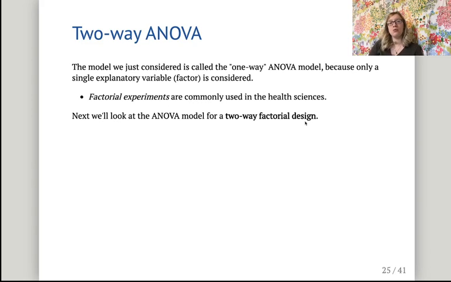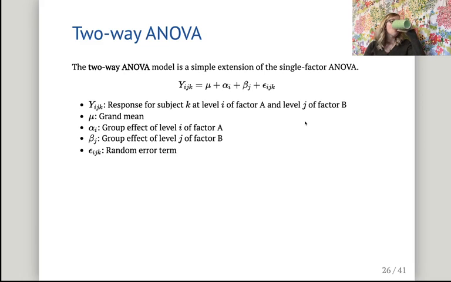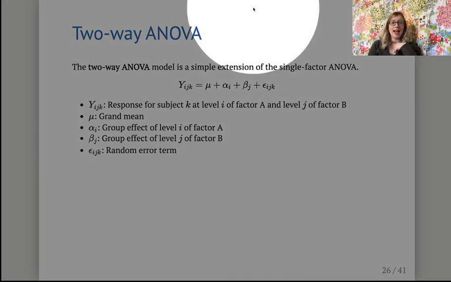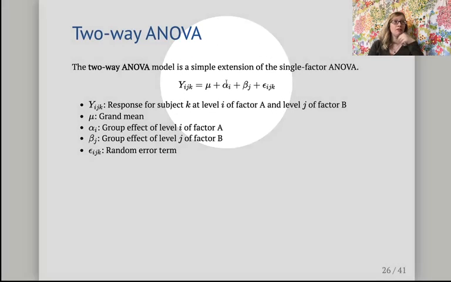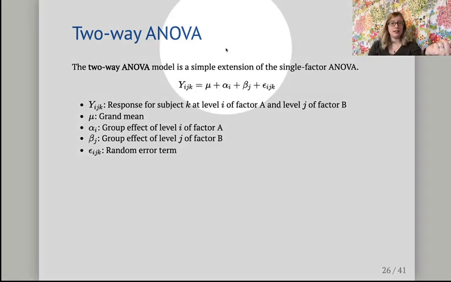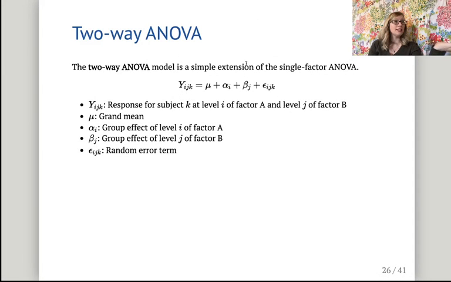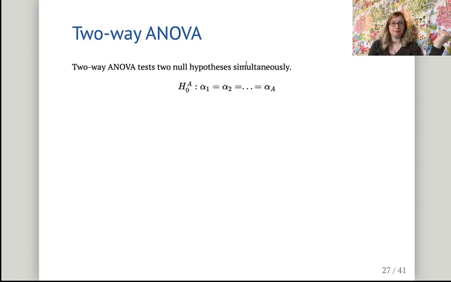So that's called the one-way ANOVA model, and it's called the one-way model because there's just a single explanatory variable. Now, factorial experiments introduce a second explanatory variable. The model doesn't change all that much, so the two-way ANOVA model just adds a second factor. So we have an effect of factor A, so we have group effects for A, and we have group effects for B. So we're just adding another variable to this.